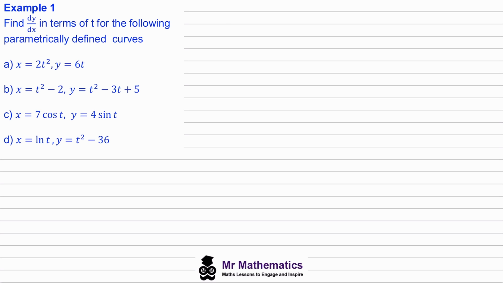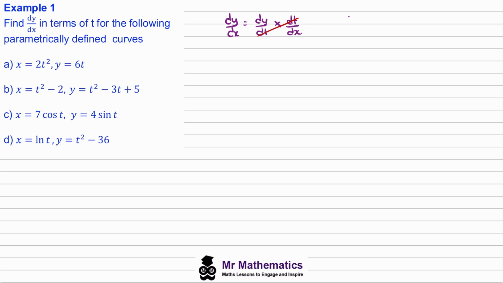Before we work through these examples, if we want to work out dy by dx for parametrically defined curves, then we can use the chain rule. We're given y and x both in terms of t, so we can work out dy by dt. But what we want is dy by dx. So we need to use the chain rule. We multiply this by dt by dx, because then can you see that these dt's will cancel? So we're left with dy by dx.